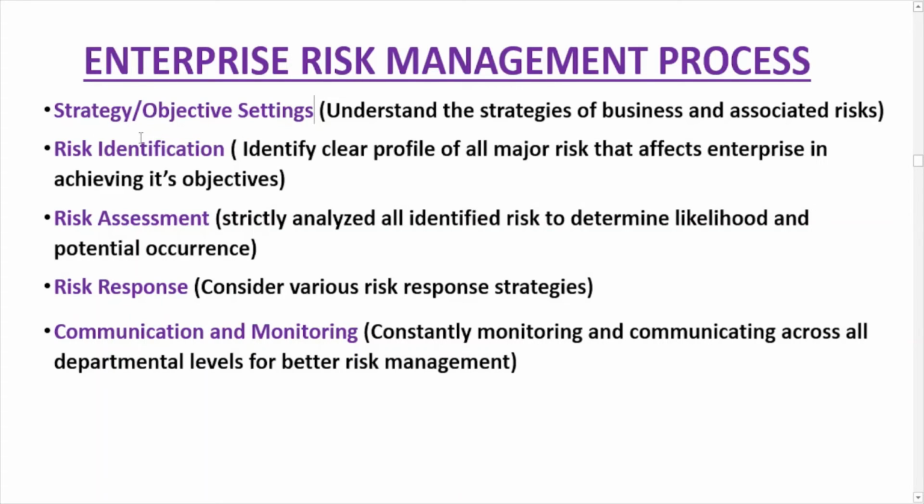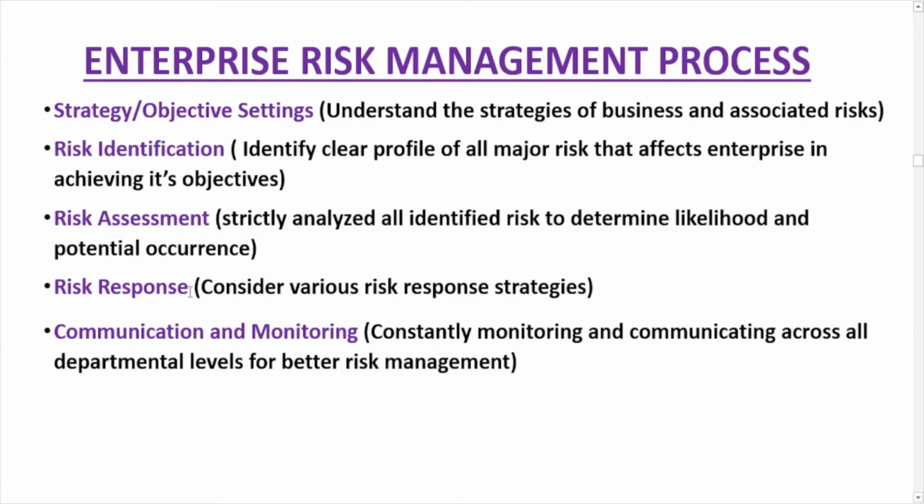The first step is to understand the strategies of the business and the associated risks of that particular business. Then we have risk identification. In this process, risk managers provide a clear profile of all major risks that can negatively impact the company's overall financials. Then we have the third step, which is risk assessment. After identification, enterprises strictly analyze these identified risks to determine both the likelihood and potential occurrence of the risks that we identified in our second step.